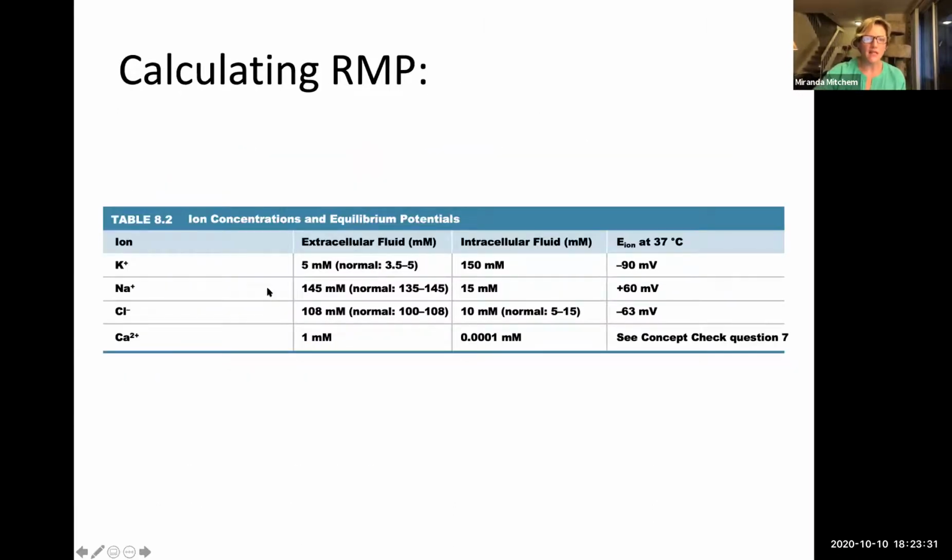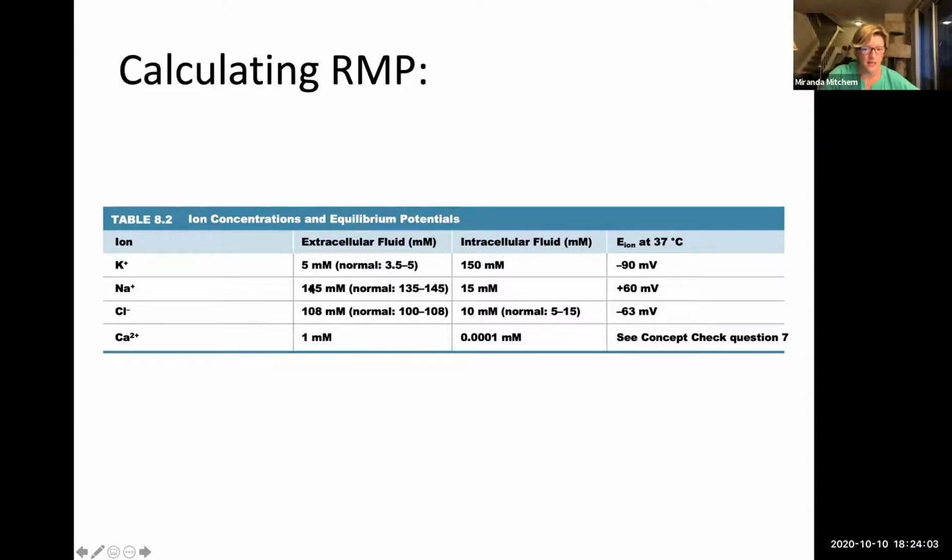All right, so now let's actually look at some numbers. We've got sodium, chloride, calcium, and then potassium. We've got our extracellular and our intracellular fluid, and then the ion potential at 37 degrees for each of the individual ions. We know that potassium is higher concentrated inside the cell than outside. So we have 150 millimolar inside the cell versus just 5 millimolar outside.